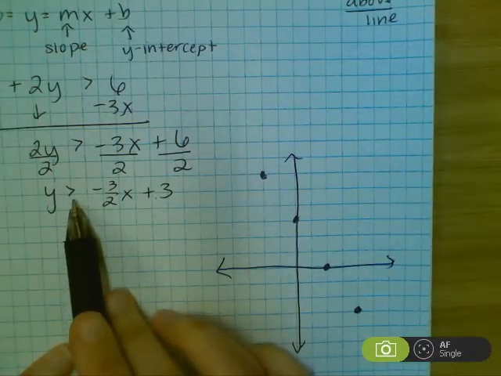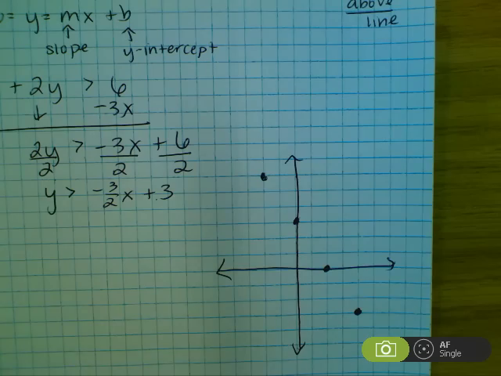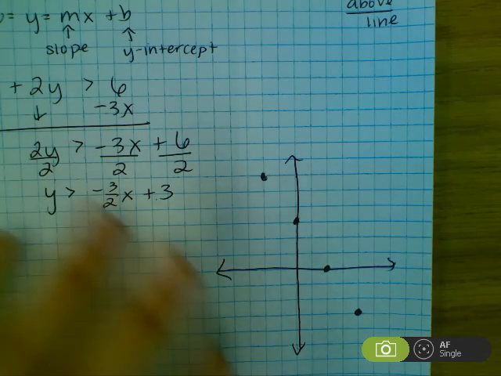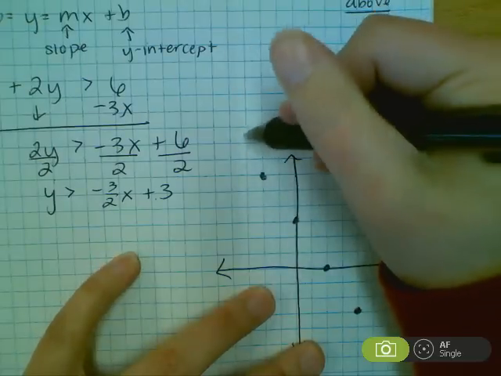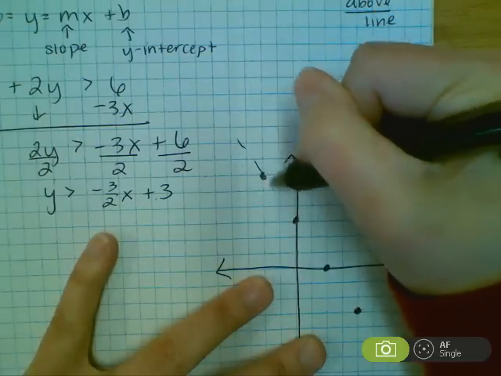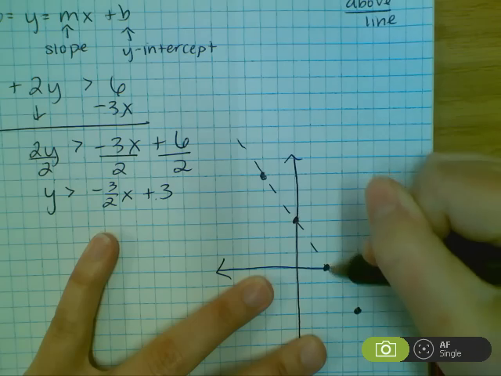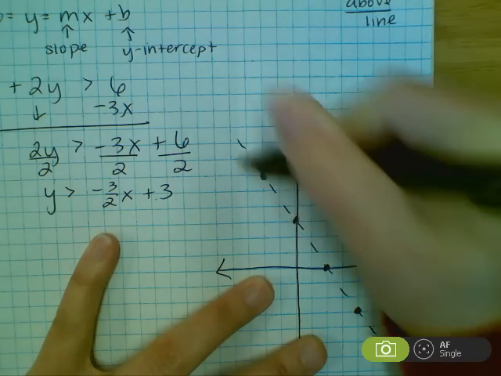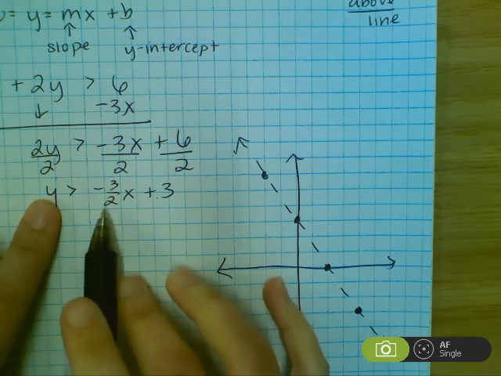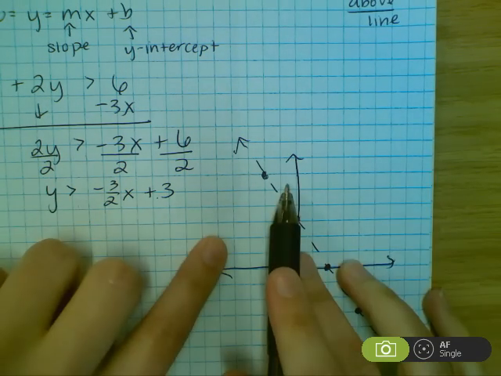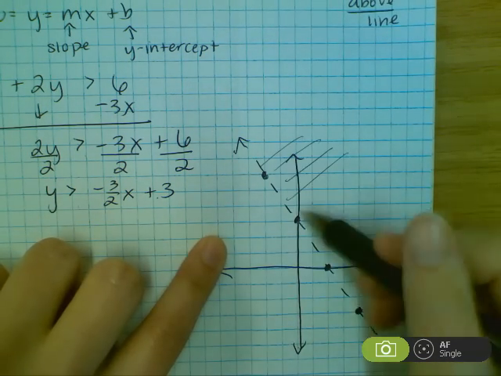Now, this does not have an equals to sign, which means that we need to make this into a dotted line. Do not connect the dots with a solid line. You connect them with a dotted or dashed line like this. Now, it's a greater than question, which means we need to shade above the line.